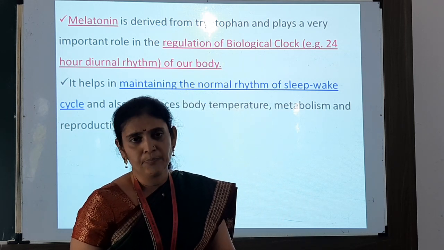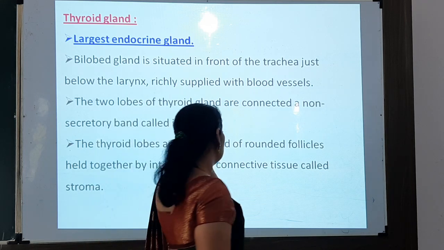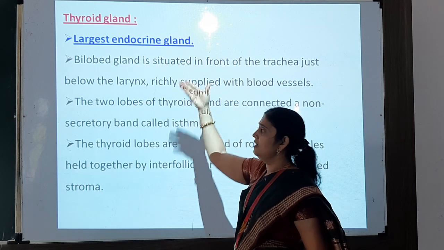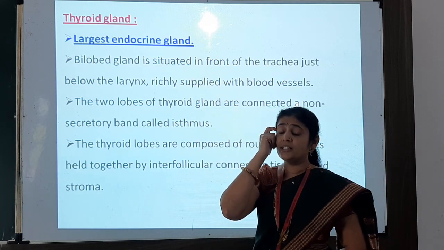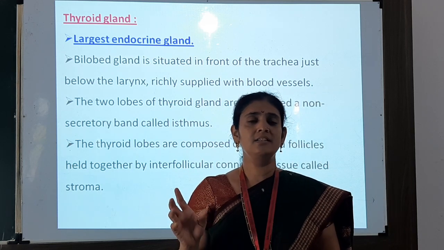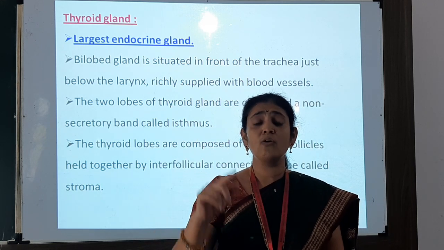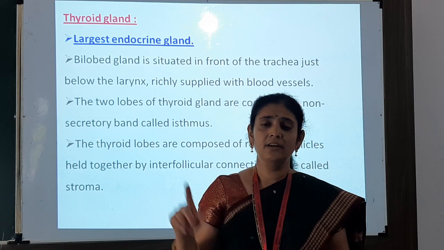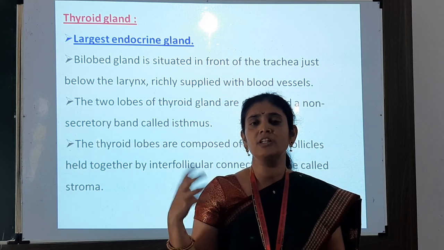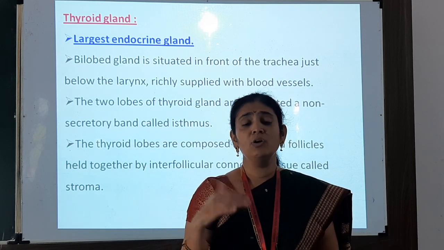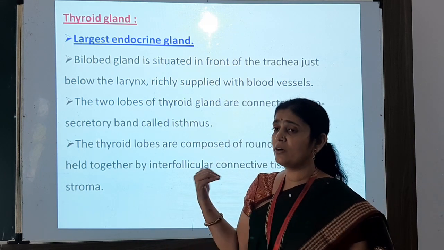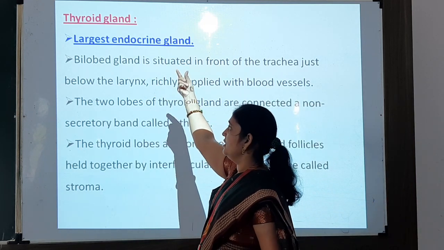Okay, now we have to see the next endocrine gland, that is thyroid gland. This thyroid gland is the largest endocrine gland. You have to remember this, the largest endocrine gland is called the thyroid gland. Only gland, glandular epithelial tissue, only gland, that is liver is the largest gland, but the endocrine gland you can remember thyroid gland.